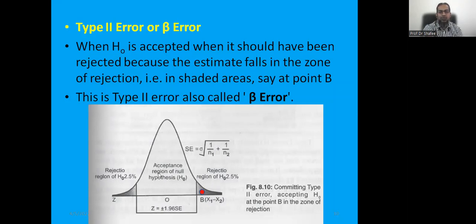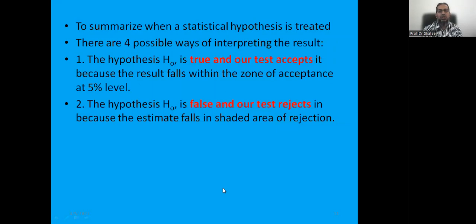When the observation falls in the acceptance region and we accept the null hypothesis, it is a correct decision. But when the observation falls in the acceptance zone and we reject it, it becomes type 1 error. When the observation falls in the shaded area and we reject it, it is the correct decision. But when the observation falls in this rejection area and we accept it, it becomes type 2 error. So these are the 4 possible outcomes whenever we study the concept of hypothesis.